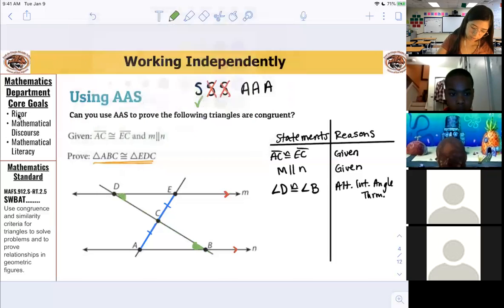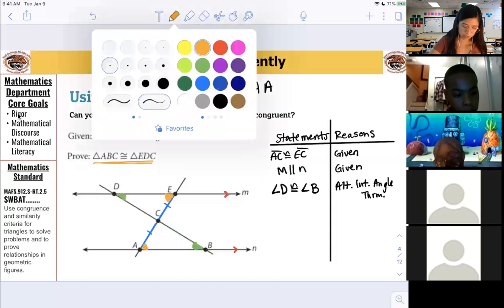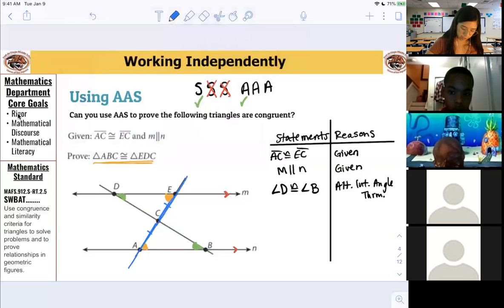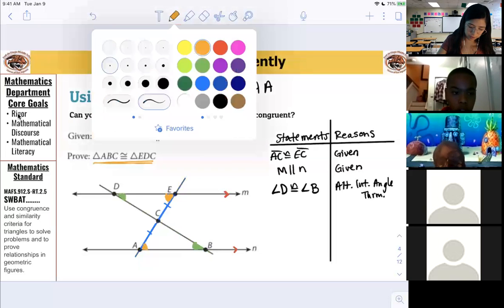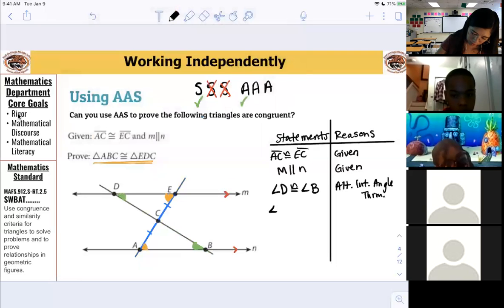So now I have one side, I have one angle. I need to see if there's another angle that I can prove. A and E. Yeah, this is another alternate interior angle, except this time they're looking at this line as the transversal. So when the blue line is the transversal, then you have another pair of alternate interior angles. So good. Okay, so now we have a little more info. Angle E is congruent to angle A.